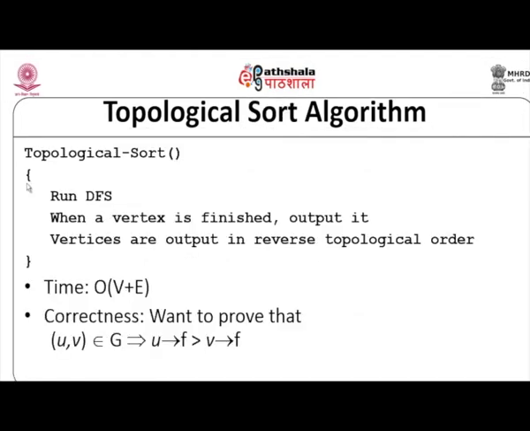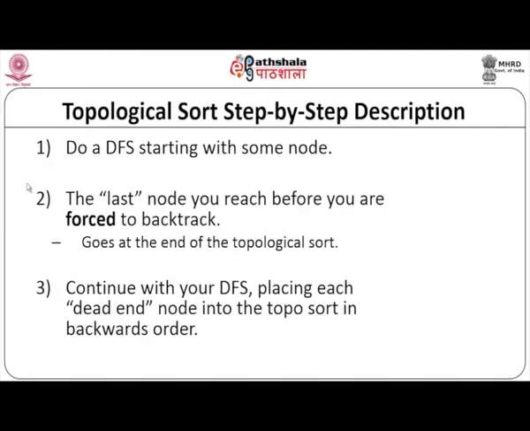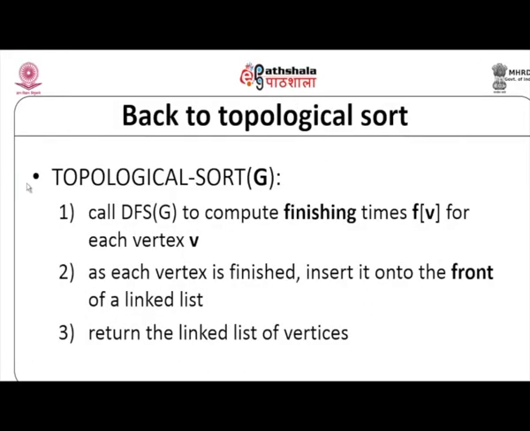So, run a DFS; when a vertex is finished, output it. The vertices are output in reverse topological order. We will talk about correctness a little bit. The time is of the order of V plus E. So, start a DFS from some node. The last node you reach before you are forced to backtrack is the end of the topological sort. Continuing with your DFS, place each dead node into the topological sort in backward order.